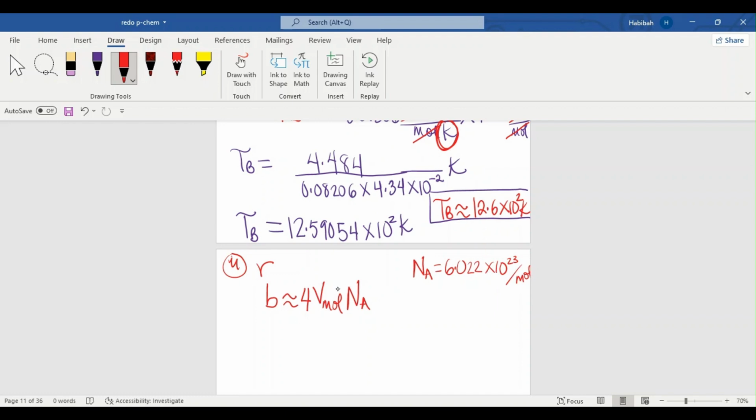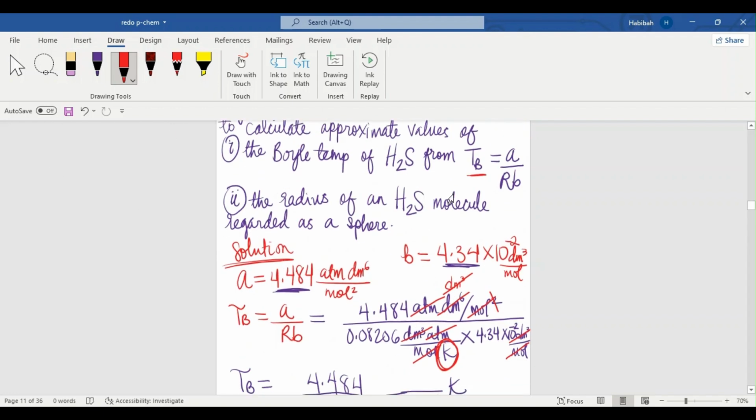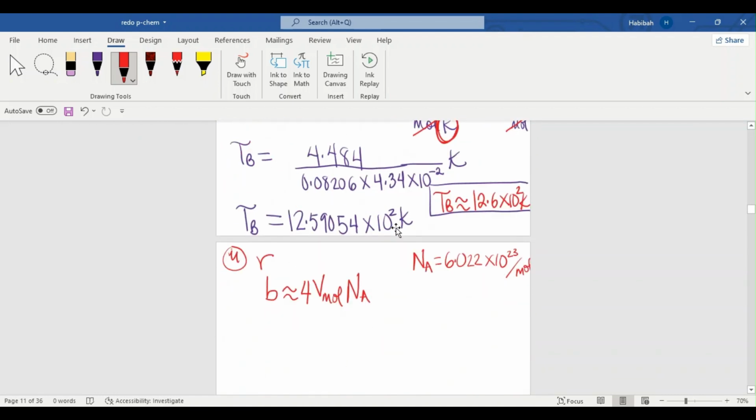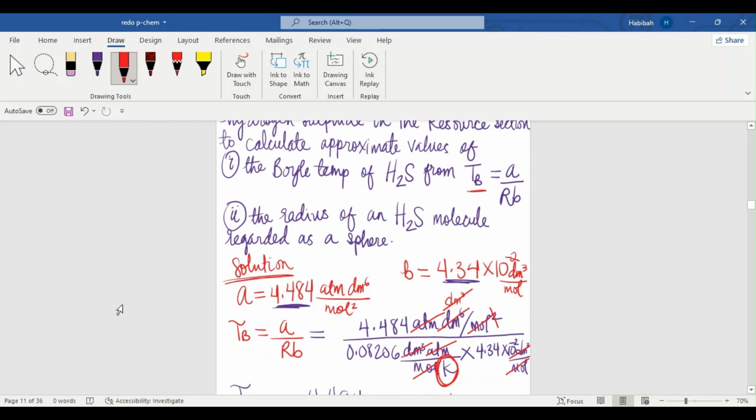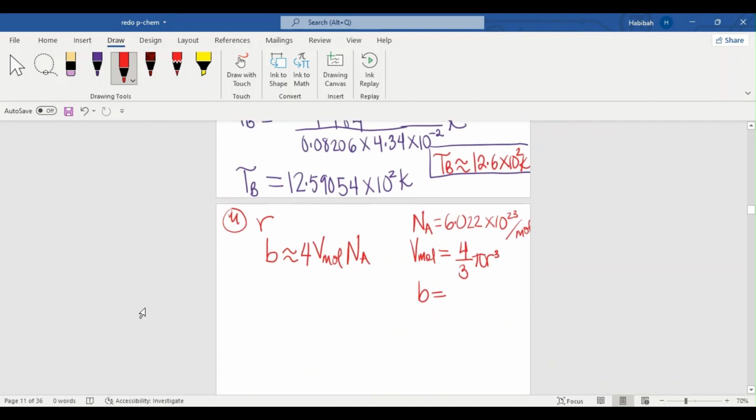We have the volume of the molecule. In this case, the shape of the molecule is a sphere. Remember, they said the radius of an H2S molecule regarded as a sphere. So we're going to use the volume of a sphere. The volume of the molecule is simply 4 over 3 pi r cubed. And then the B value is what we already have, which is 4.34 times 10 to the power negative 2 dm cube per mole. So we have that as well.